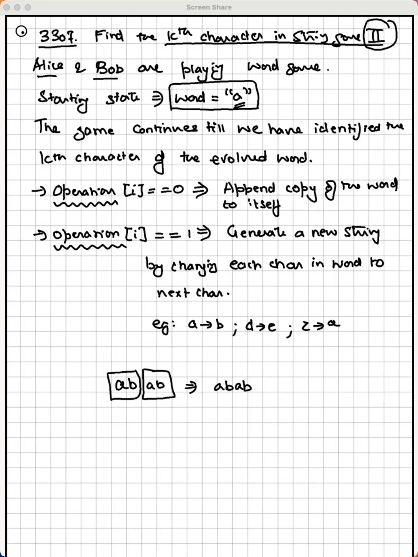But if I see the operations value as 1, what I have to do is take every character in this input word and switch it with the next possible character. So A's next possible character is B, B's next possible character is C. So AB I have to concatenate with BC, that will give me ABBC. Okay, and I have to keep growing this based on the operations till we find our kth character to return.